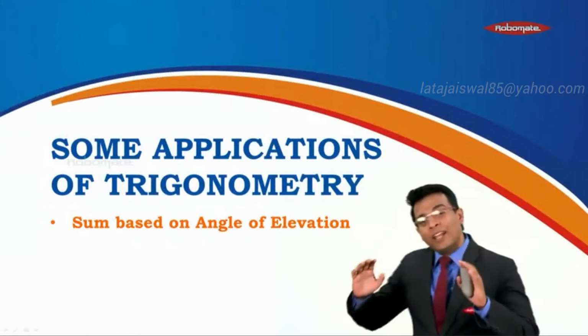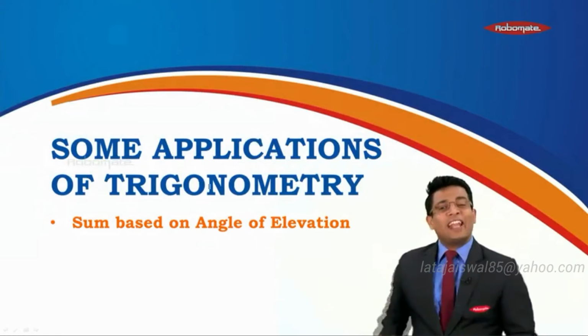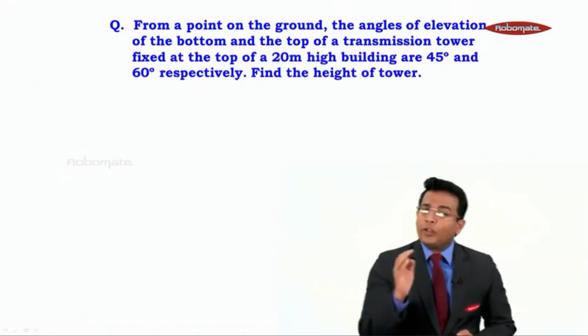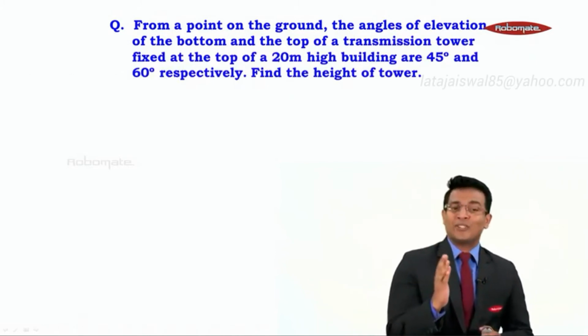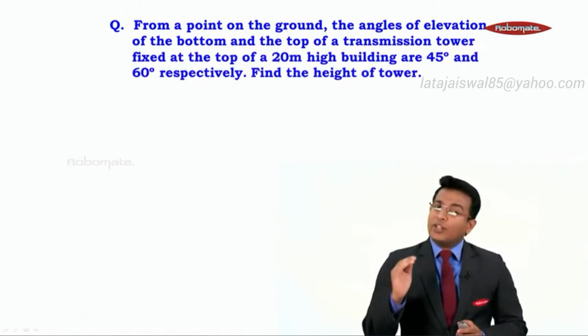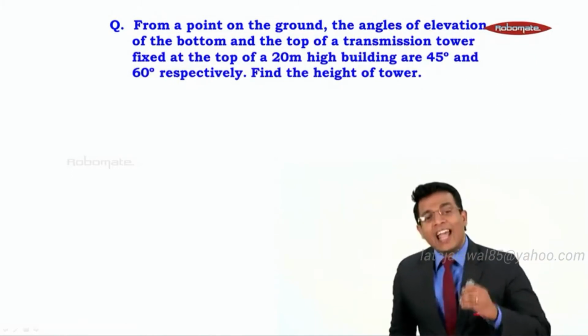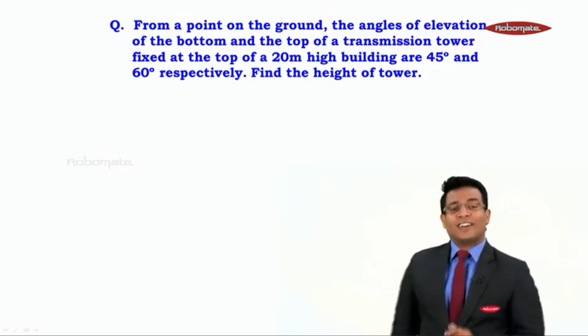In this chapter, some application of trigonometry. We are again doing a sum, and a beautiful sum based on angle of elevation. Let's see the sum first. The sum says that from a point on the ground, the angles of elevation of the bottom and the top of a transmission tower fixed at the top of a 20-meter high building are 45 degree and 60 degree respectively. Find the height of the tower.